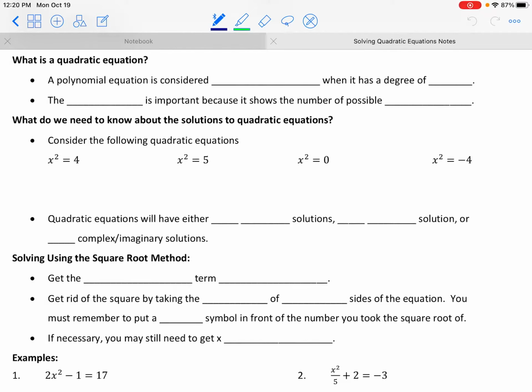Hello and welcome to our lesson on solving quadratic equations using the factoring technique, which technically will be reviewed for us, and then using the square root method.